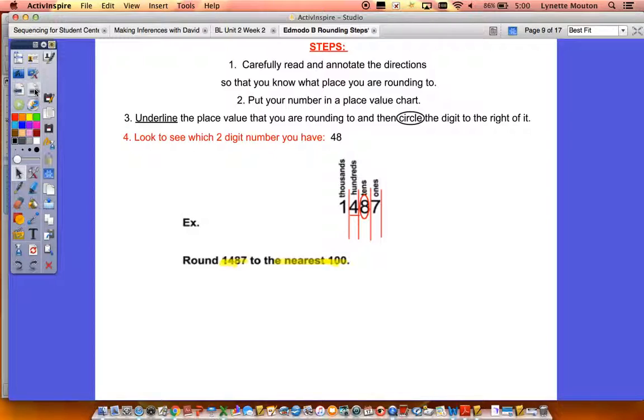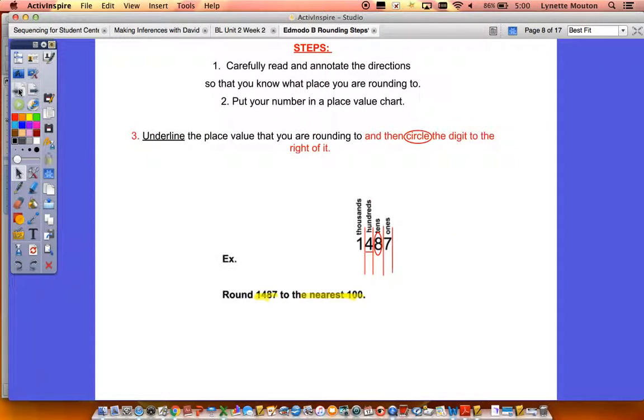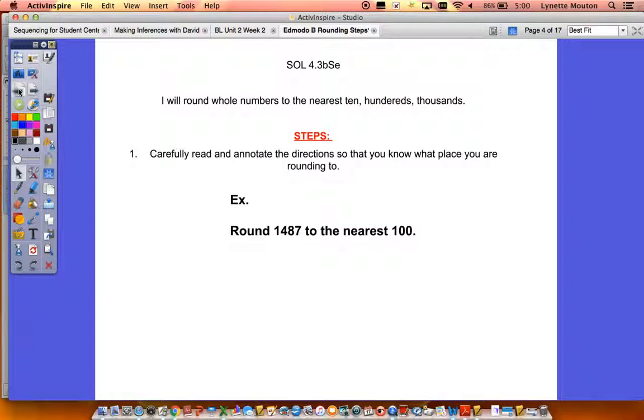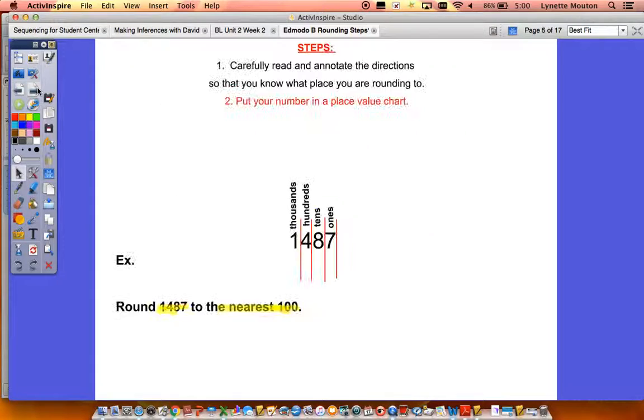Next, you look to see what two-digit number is there now. So we underlined the 4, we circled the 8. That two-digit number is 48. We can now use the hundreds chart in order to round that number. If we look back on that hundreds chart from the beginning, we can find the number 48 to see which two tens it's between. 48 is here, it would be between 40, and if we mark the 10 over here, and 50.